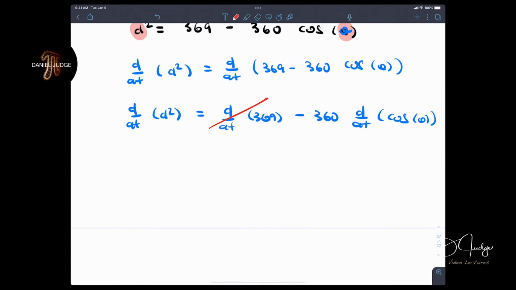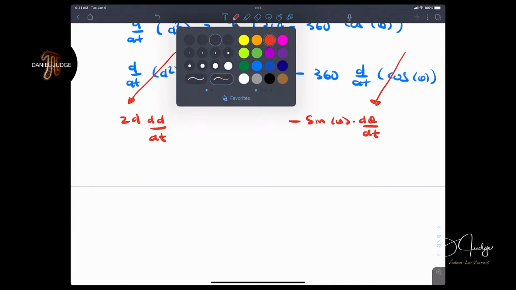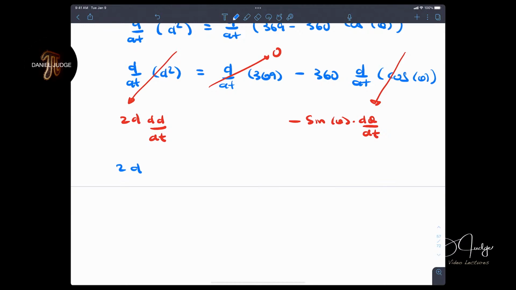Derivative of constant, 0. Derivative of cosine is minus sine, and don't forget the chain portion, d theta dt. This is chain rule. And don't forget over here, 2d dt. And this is also by chain rule. 2d dt equals, ladies and gentlemen, minus the minus, that's plus 360 sine theta d theta dt.